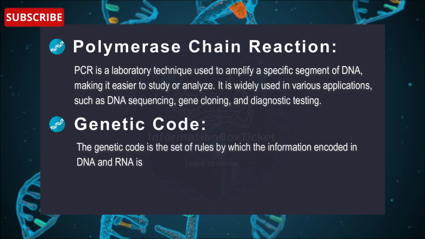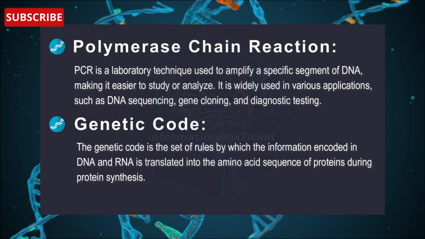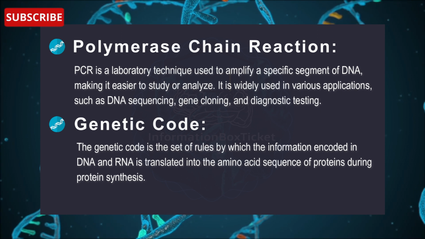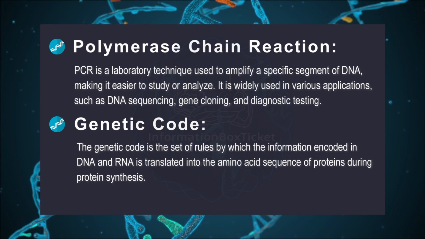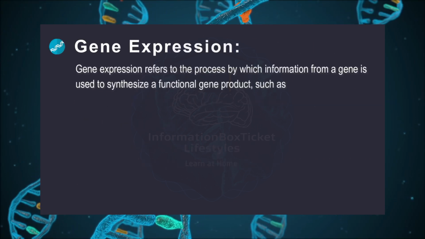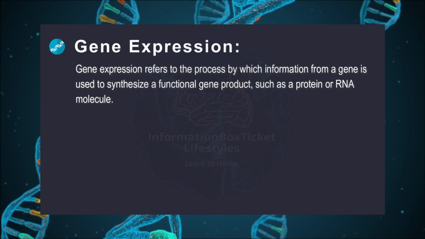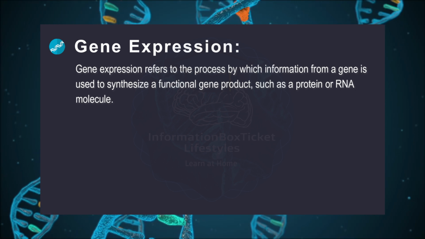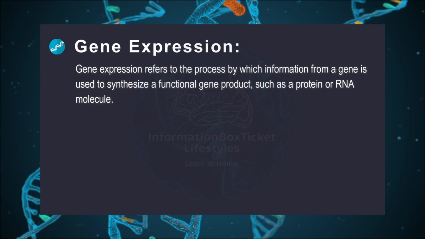Genetic code. The genetic code is a set of rules by which the information encoded in DNA or RNA is translated into the amino acid sequence of proteins during protein synthesis. Gene expression. Gene expression refers to the process by which information from a gene is used to synthesize a functional gene product such as a protein or RNA molecule.